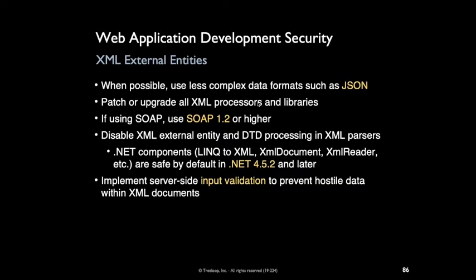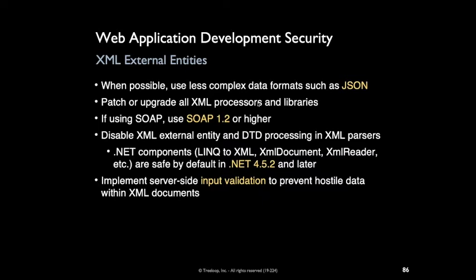One, make sure you're using modern XML parsers and libraries, so upgrade and patch those, because XML parsing libraries and things have been updated to account for this kind of thing. If using SOAP, which is our protocol for certain types of XML-based services, use SOAP 1.2 or higher. In .NET, disable XML external entity and DTD processing in XML parsers. So the different XML parsers that are available in .NET, like XmlDocument, XmlReader, things like that, they have options you can specify to disable this sort of capability, because you probably don't need it, right? So you turn it off so that when you parse these documents, those external entities don't get dereferenced, okay?